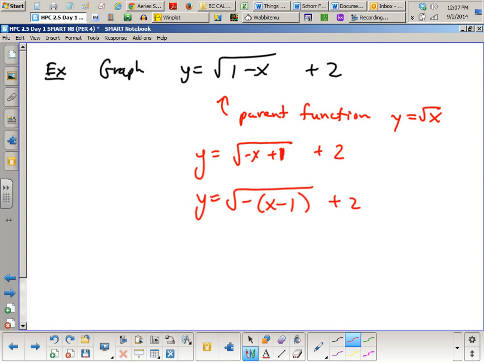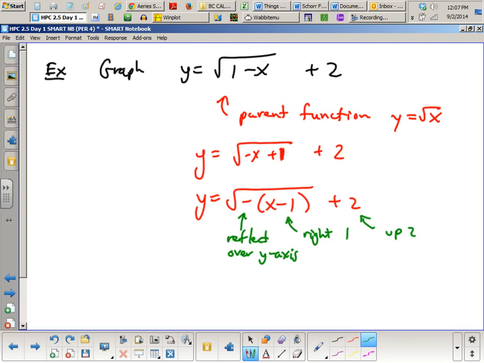What it's saying is we're going to draw a radical graph. We're going to reflect over the y-axis. This means right 1 space, and this means up 2. So I had to write it in a way I understood it. I don't know what negative x plus 1 means. So I factored out the minus, and now I can see it. Oh, there it is, x minus 1, that's right 1 space.